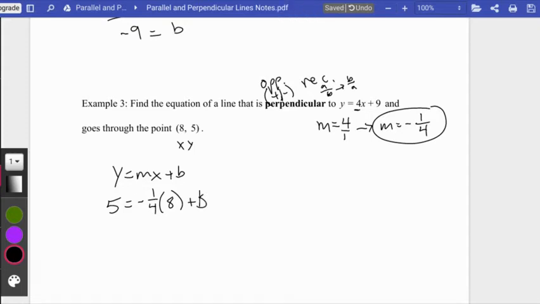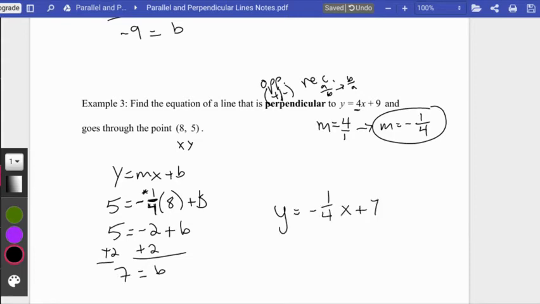So when I see negative 1/4, what I really just see is this: divide by 4. So that's what I'm going to do to 8. 8 divided by 4 is 2. So this is divide, and then I multiply by 1. Multiplying by 1 just means I'm still at 2. It's negative, so I get negative 2. You could also do that by multiplying by negative 0.25. I add 2 on both sides, and I get 7. My final equation is y = negative 1/4 x + 7.